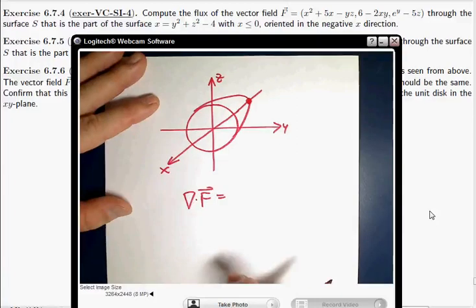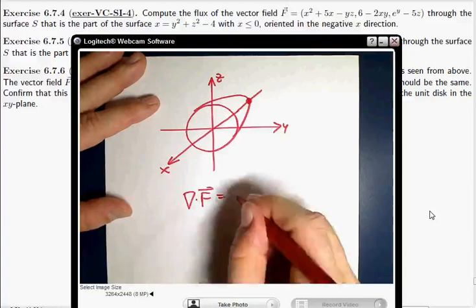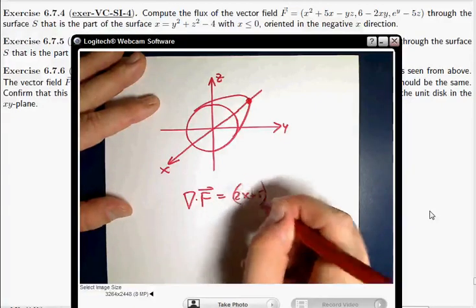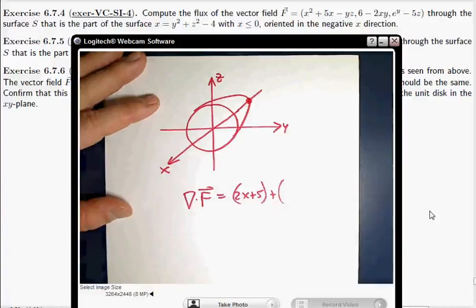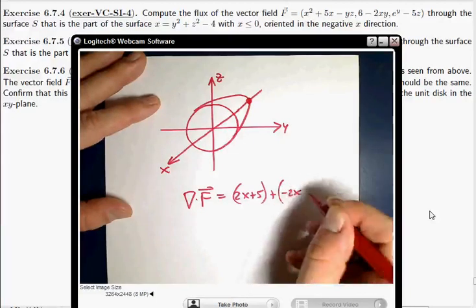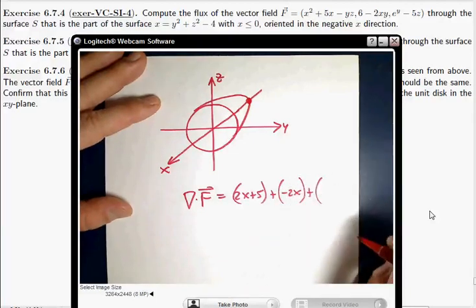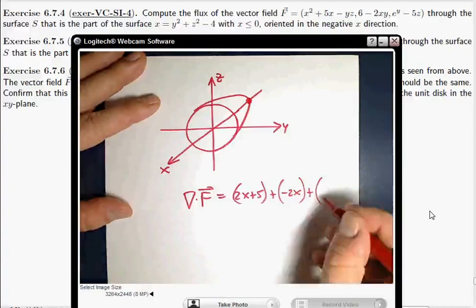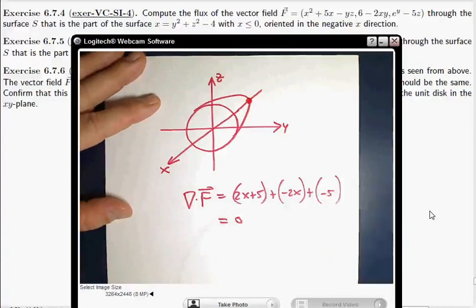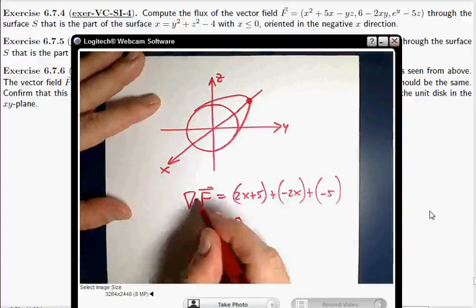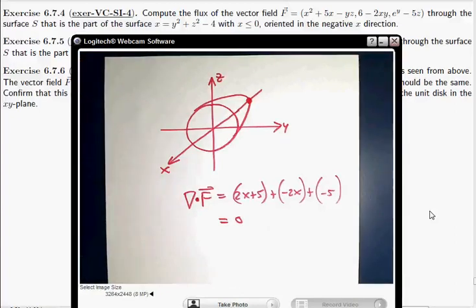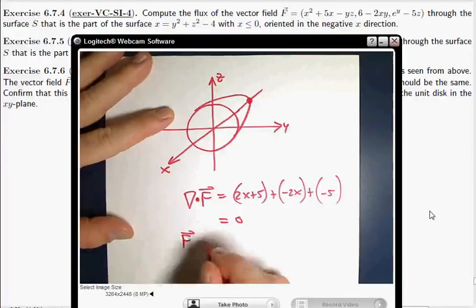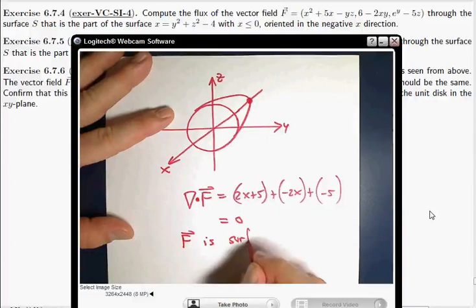And let's see here. The x partial of the first component is 2x plus 5. And then the y partial of the second component is minus 2x. Oh, that's cool. And then the z partial of the third component is minus 5. So everything cancels and you get 0. And this tells you a couple of things. On the one hand, it tells you that there is an anticurl, but we don't know how to compute anticurls, and so that's not that useful here. But more importantly, what this tells us is that this vector field F is surface independent.